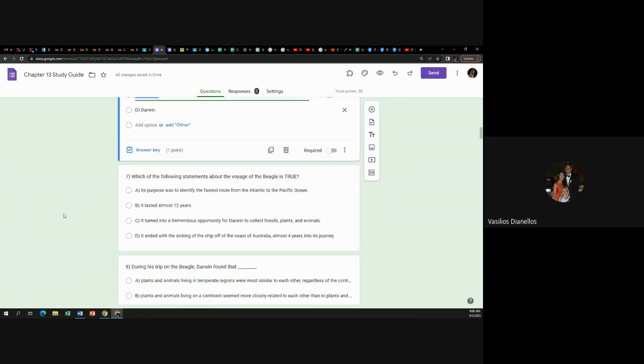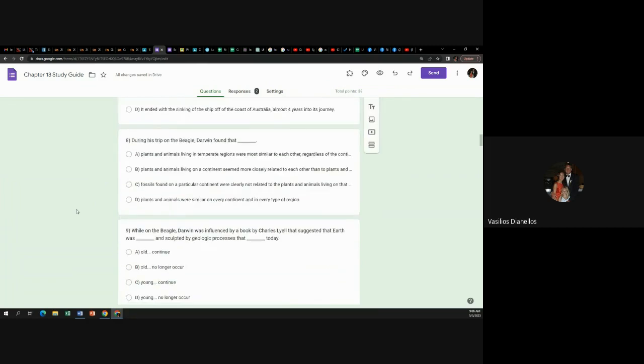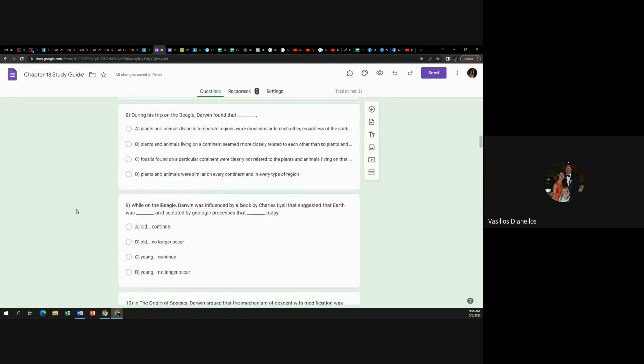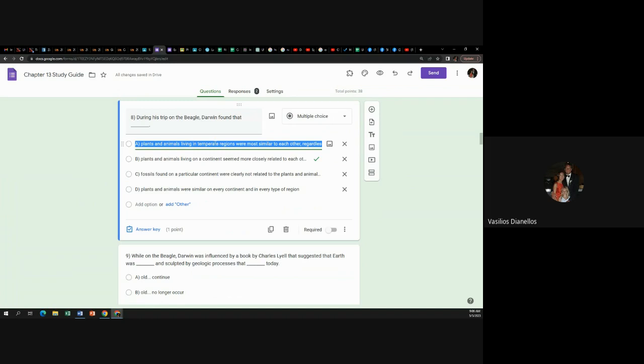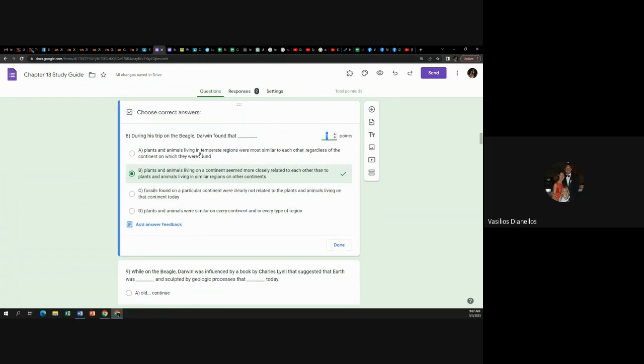But Lamarck was the first person that we know of that thought things do evolve. Which of the following statements about the voyage of the Beagle is true? Let's just skip that. It's not going to be on the exam. During his trip on the Beagle, Darwin found, this one's kind of important, so it might be on the exam, plants and animals living in temperate regions were most similar to each other, regardless of the continent on which they were found.